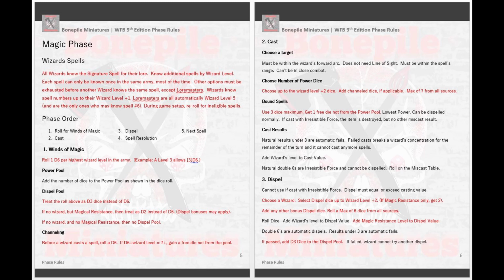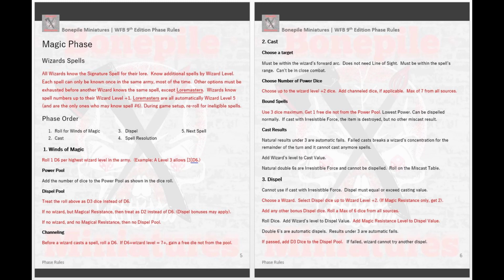Now adding a channeled dice is the only way a wizard can exceed their normal maximum. So if a level 1 wizard channeled, she could roll a 4th dice for free. A level 3 wizard that channeled could roll 3 plus 2 plus the 1 more that was channeled. So that would be a maximum of 6 for her. A lore master could roll up to 7 dice, since he is a level 5. But a lore master does not get an 8th dice if she channeled, since 7 is the maximum from all sources.